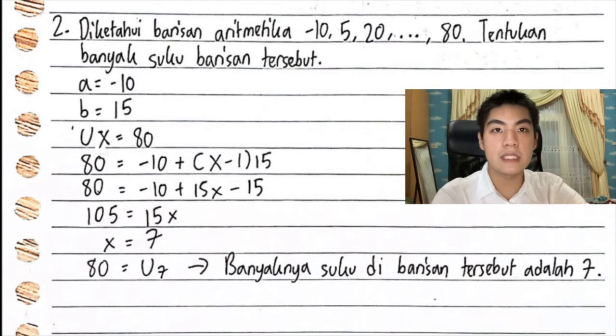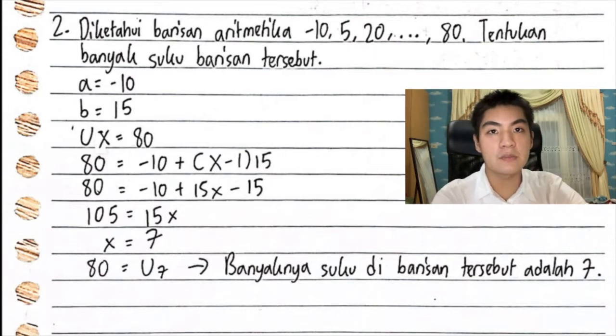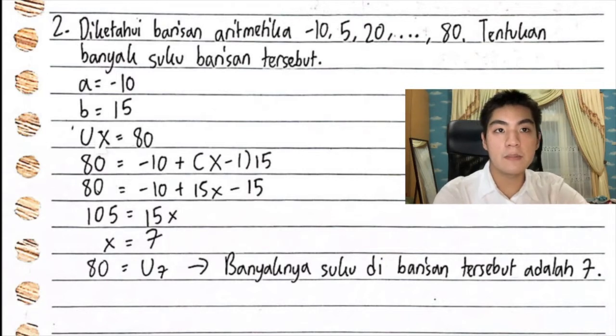So we are going to rearrange the formula and replace the final term with 80. In this case, 80 equals negative 10 plus x minus 1 times 15, which becomes 80 equals negative 10 plus 15x minus 15, and becomes 105 equals 15x, which means x is 7. So 80 is the 7th number, and because 80 is also the final number of the sequence, it means in this arithmetic sequence there are 7 numbers.